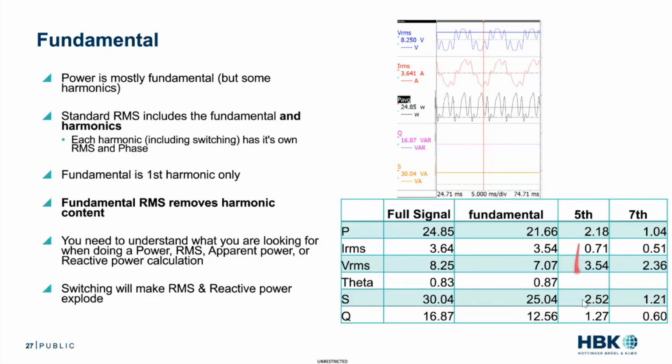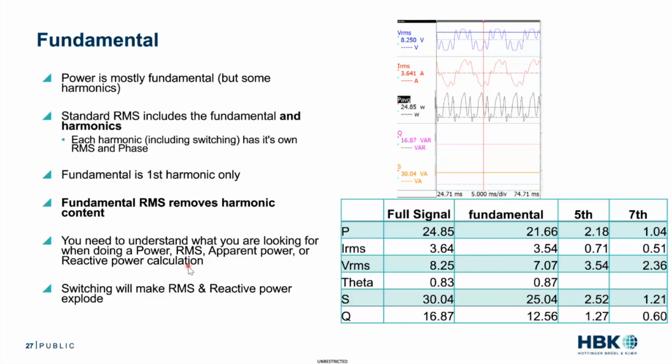So another big takeaway for RMS and those is when you're measuring and you're averaging over that number of cycles, I'm going to say this 1,000 times, measure over a number of cycles. You need to understand what you're looking for when you're doing a power, an RMS, an apparent power, or a reactive power calculation. How many harmonics do I want included? Do I want my fundamental? Do I want my 5th? Do I want my 7th? Do I want to filter those out? Do I want to include them? You just need to know.